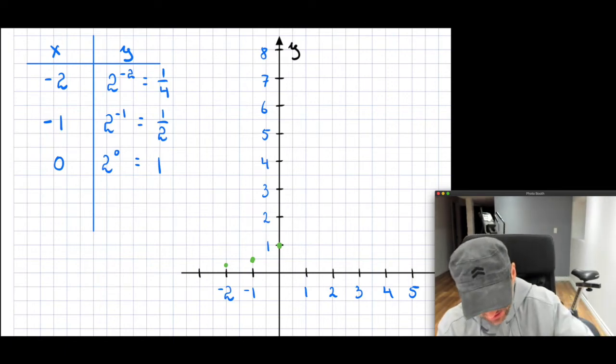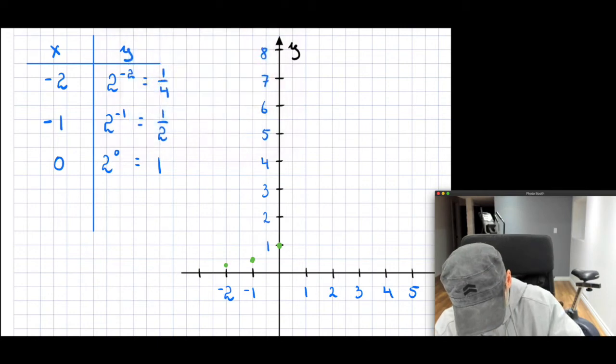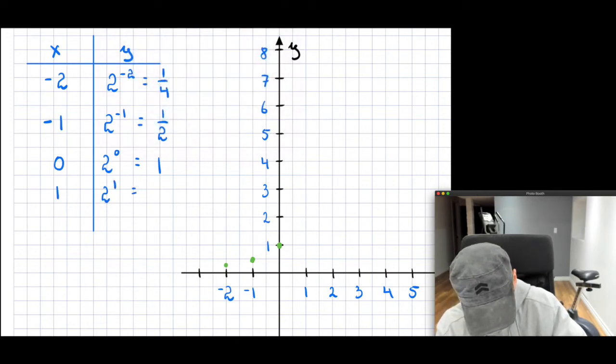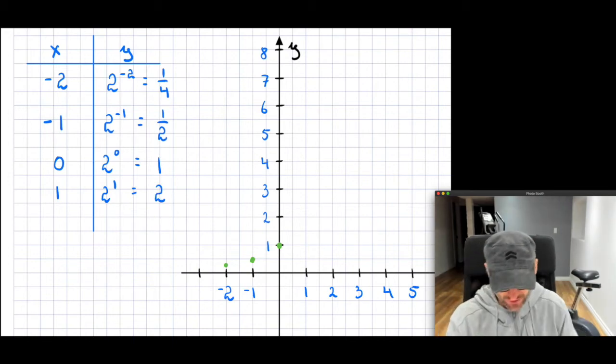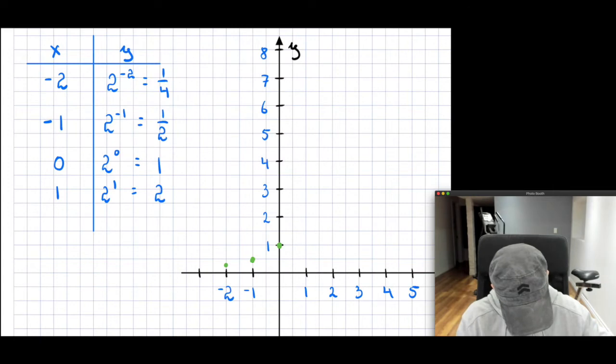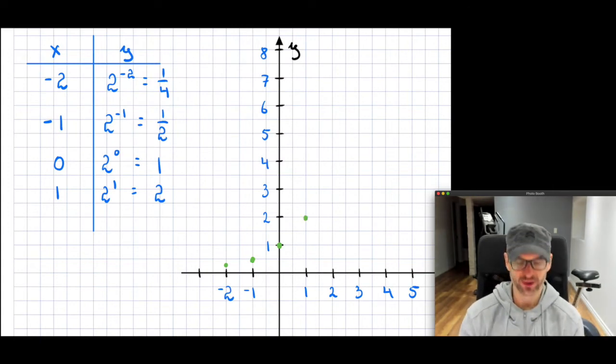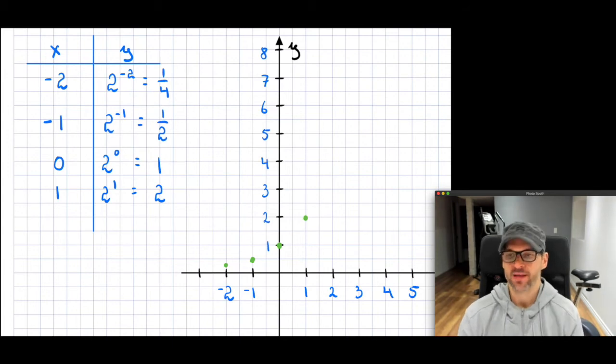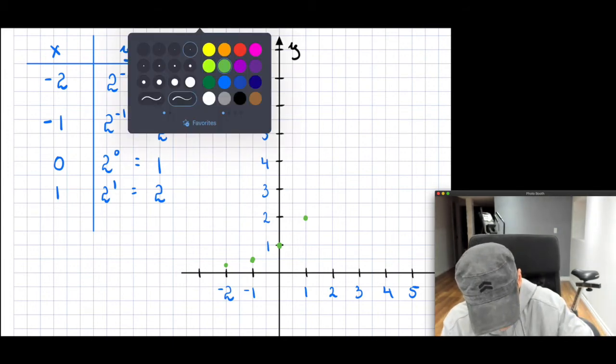And now we can continue this kind of table of values. So here, if I put in 1, I'm going to get 2 to the 1. And this one, you will know that this is just 2. So I'm going to plot this up here. And notice that, okay, that has grown now. Again, it has doubled.